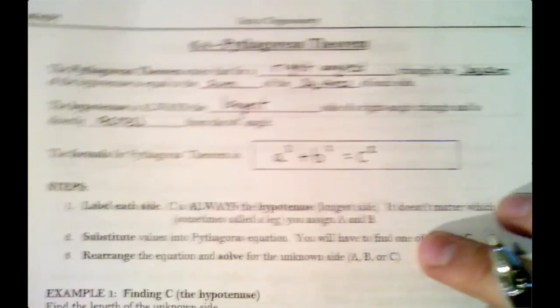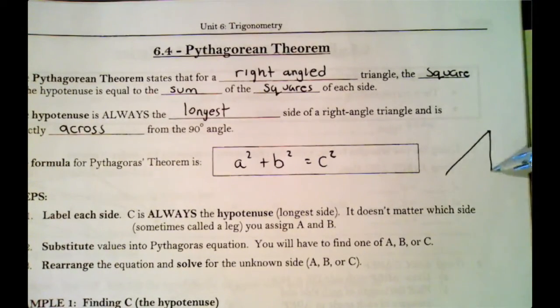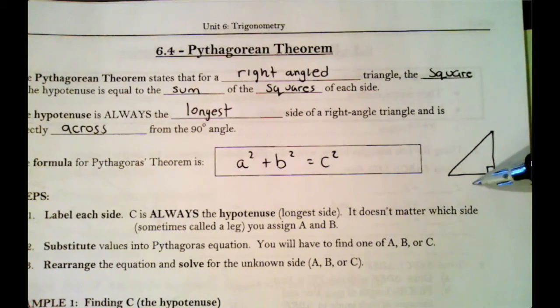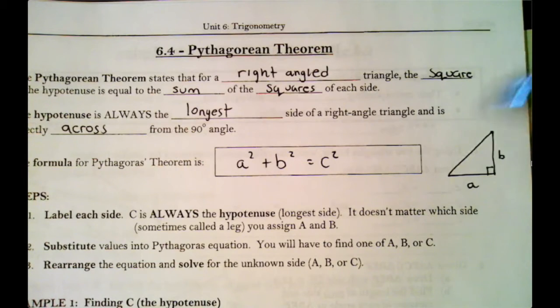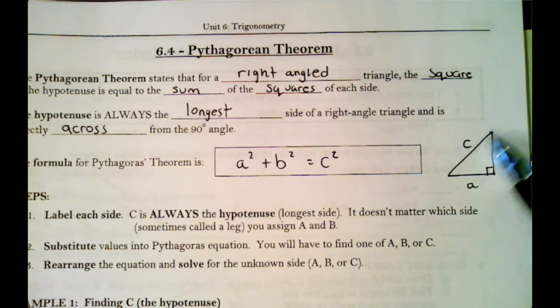So what's that mean? That means if we have a right angle triangle, we got A, B, and C. If we square both of these sides and add them up, they should equal this side squared. That's how Pythagorean theorem works.